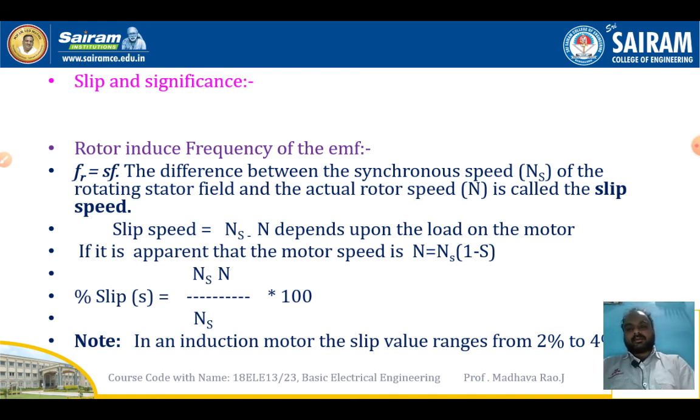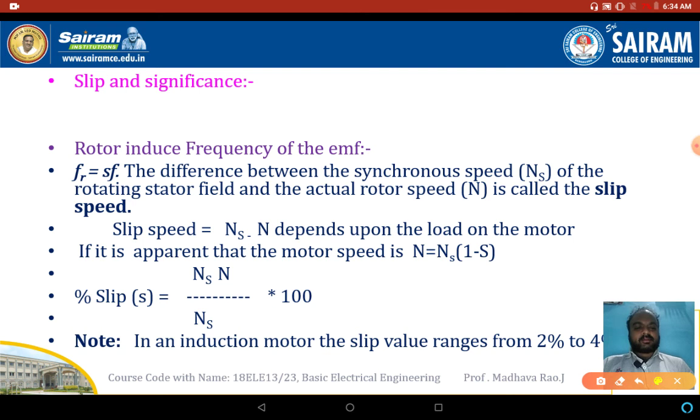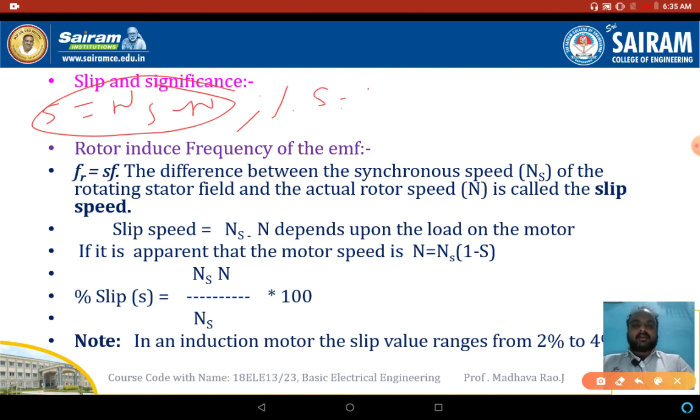S is equal to ns minus n, which is known as slip. This is called the slip definition. The percentage of slip is (ns minus n) divided by ns.